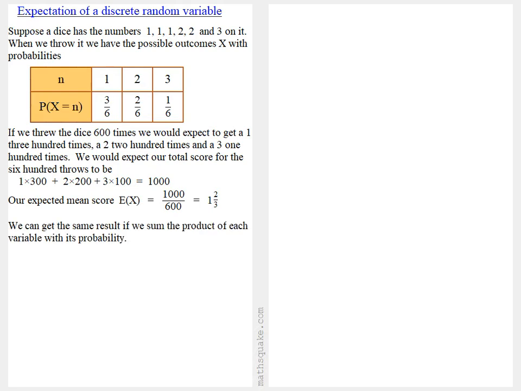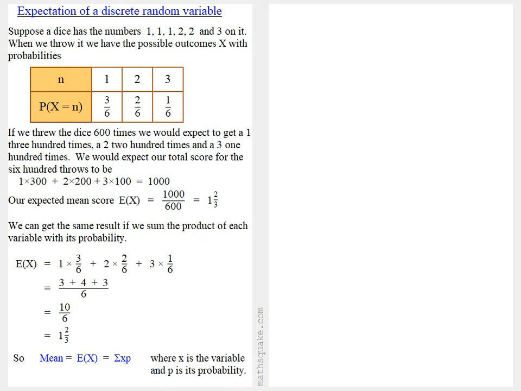Now we can get the same result if we sum the product of each variable with its probability. So we go 1 times 3 over 6 plus 2 times 2 over 6 plus 3 times 1 over 6, which gives us 3 plus 4 plus 3 over 6, or 10 over 6, which is 1 2/3. So we call this mean the expectation of x, and it's equal to the sum of the xp's, where x is the variable and p is its probability.